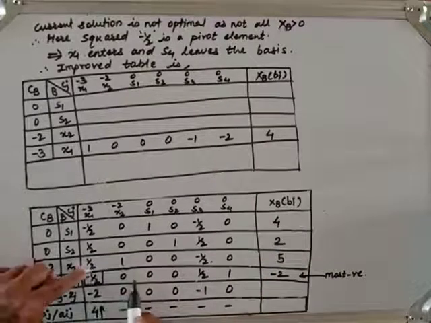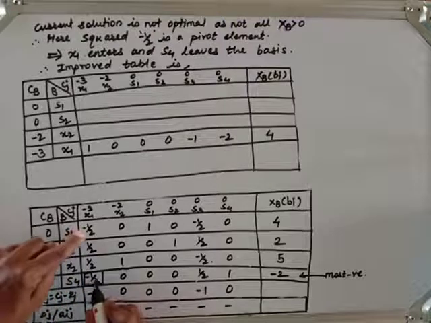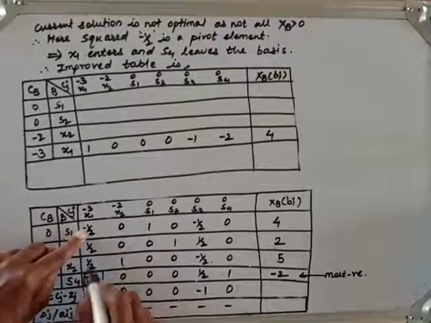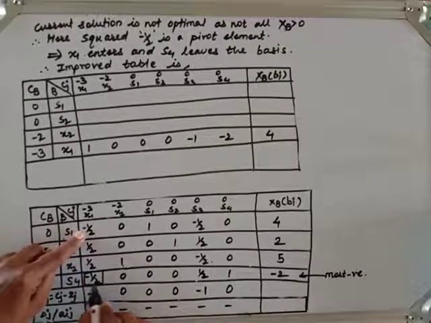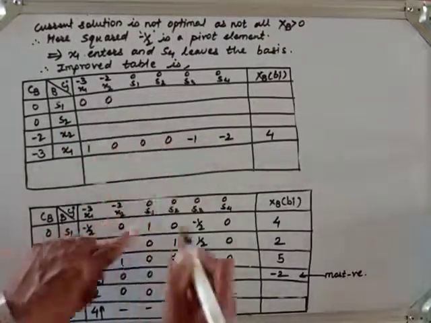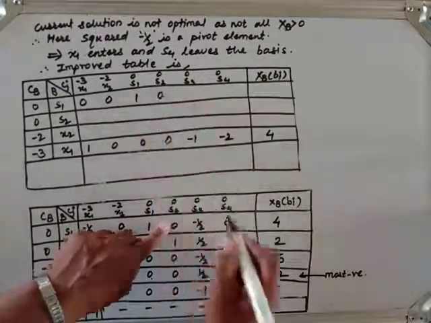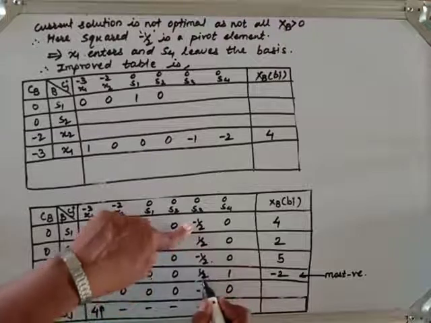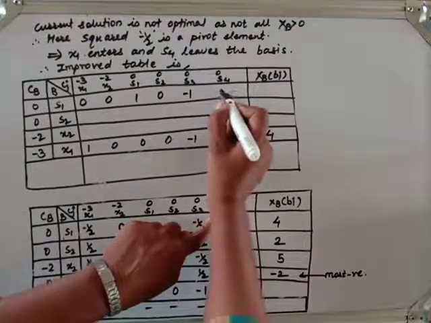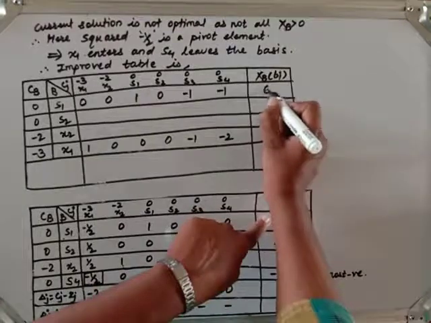Now the other entries we have to make zeros. So this first one will become 0 by subtracting these two. So -half minus of -half becomes 0. Now 0 minus 0 is 0, 1 minus 0 is 1, 0 minus 0 is 0. Now -half minus half will be -1. 0 minus 1 is -1, and 4 minus of -2 becomes 6.